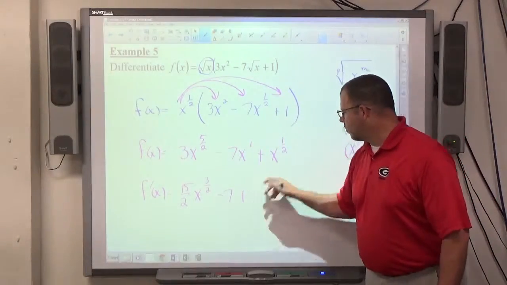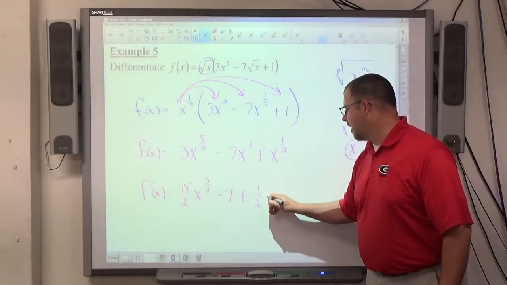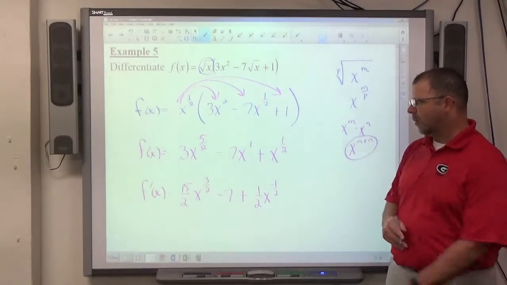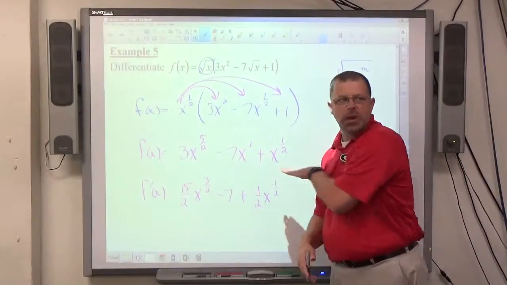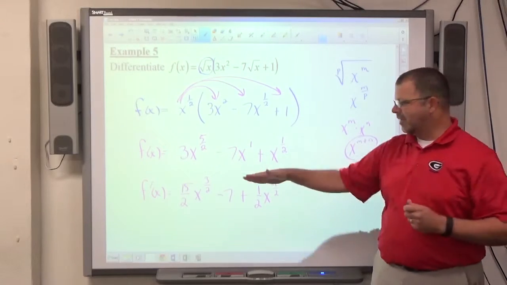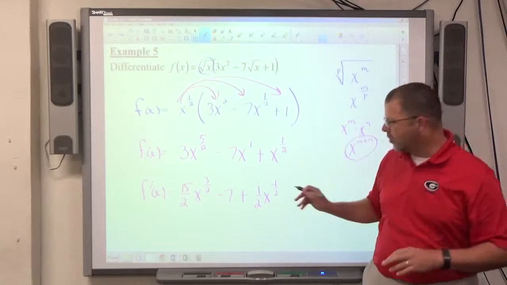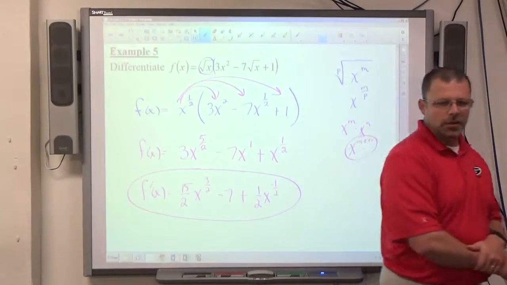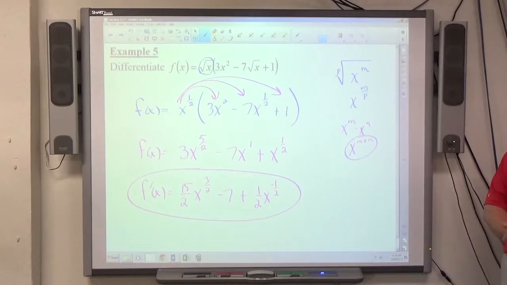And then plus, 1 half times 1 is 1 half, x, and then 1 half minus 1 is negative half. So again, once I create this basic polynomial type structure, number times x to a power for each term, I differentiate each term individually with the power rule. I get my nice derivative without too much difficulty. And that's the answer.